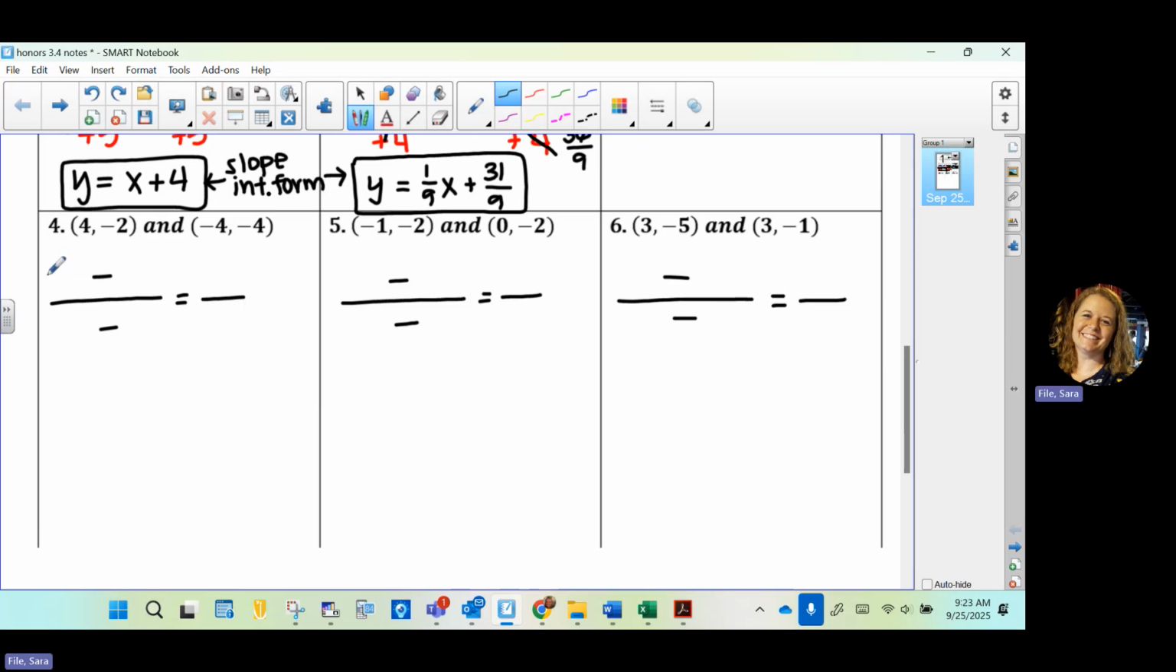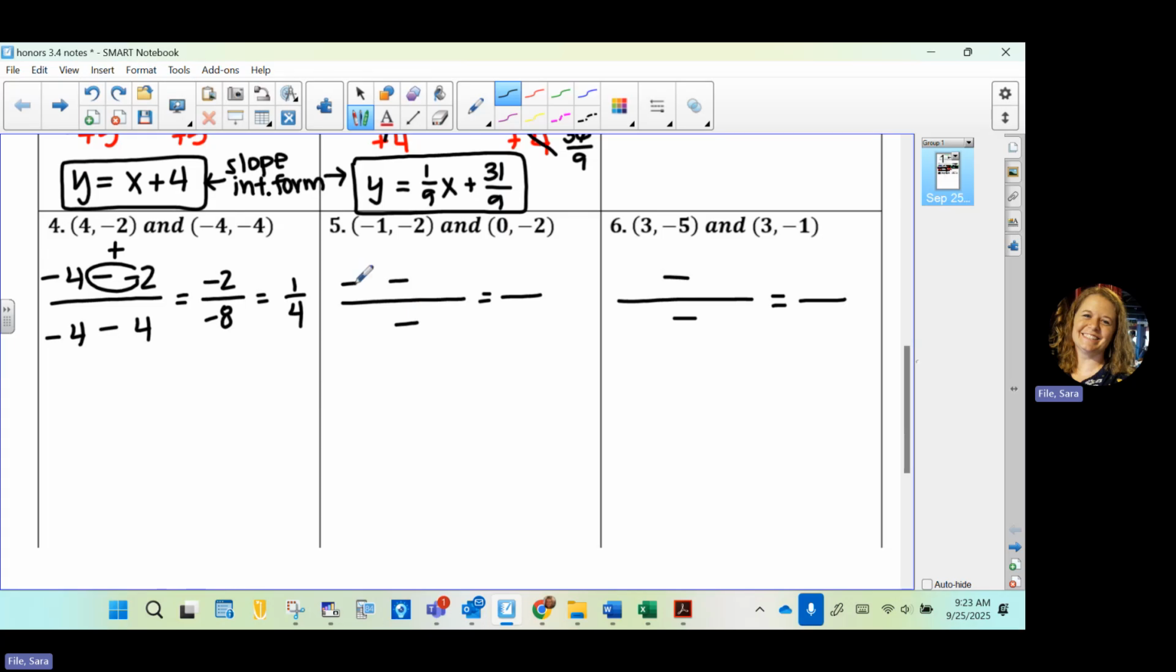All right, so when I plug in here, my y's are -4 and -2. My x's are -4 and +4. So this becomes plus. The -4 plus 2 is -2. -4 minus 4 is -8. So that's going to reduce to +1/4. I'm going to go ahead and just do all these slopes.